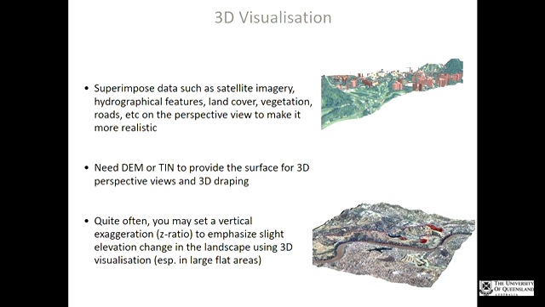So again, this is just summarizing some of that. One thing you do need is a digital elevation model or what's called a triangulated irregular network. We'll talk about that when we do terrain analysis next week. And then you have to think about this vertical exaggeration, whether you want to emphasize the heights of the landscape or not. And I think this is the Pinjarra Hills site that we're going to be going to tomorrow.